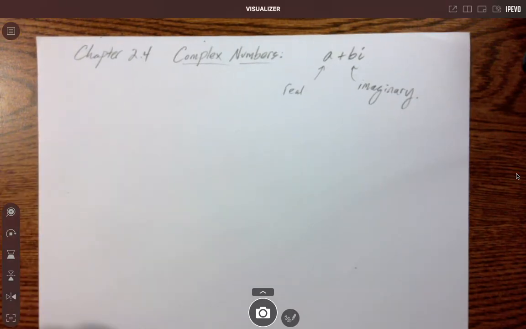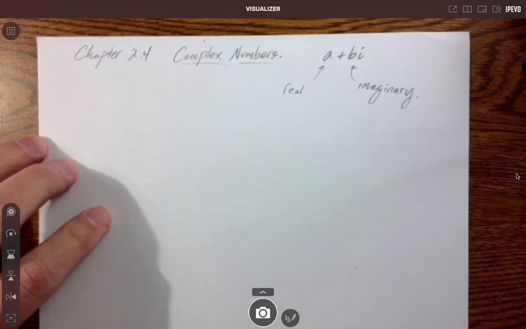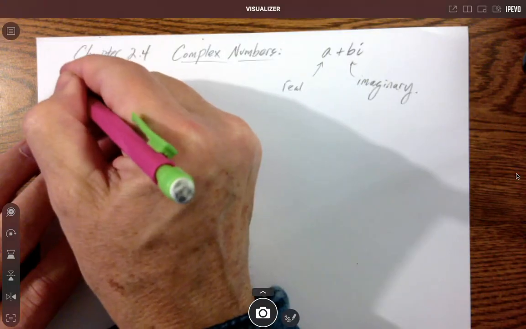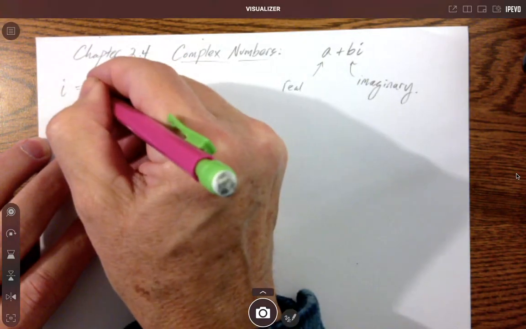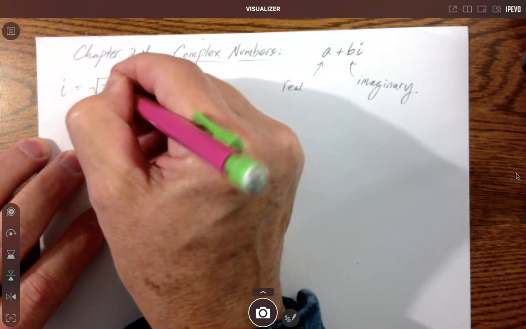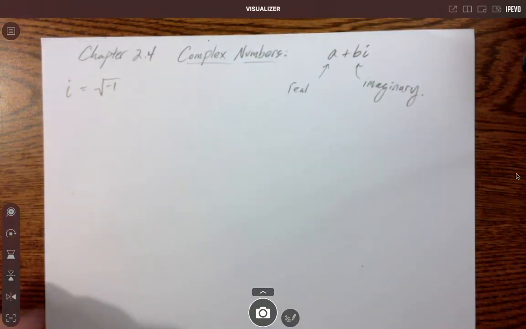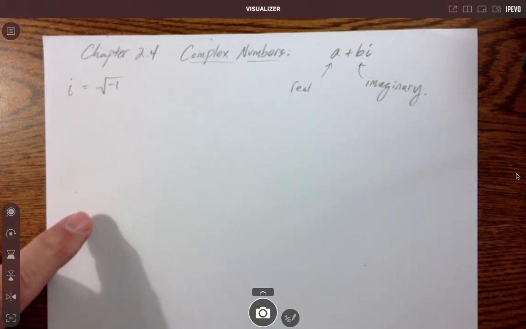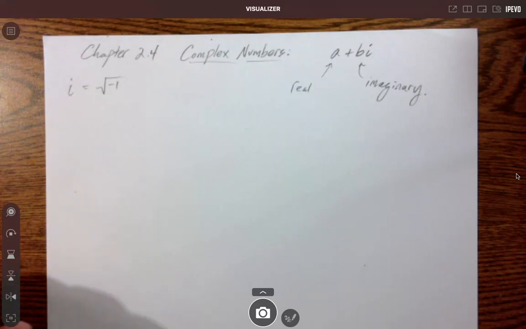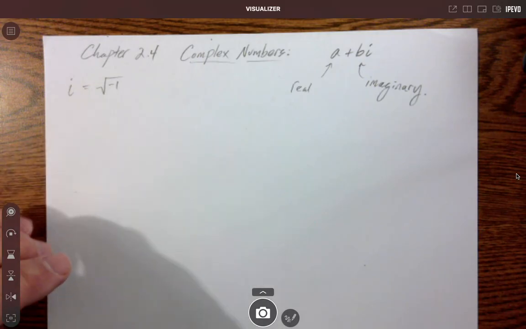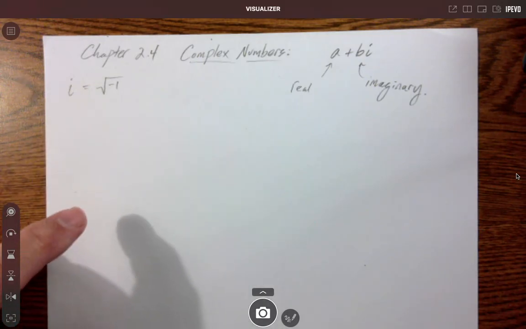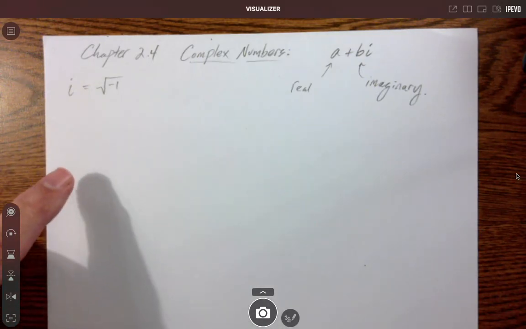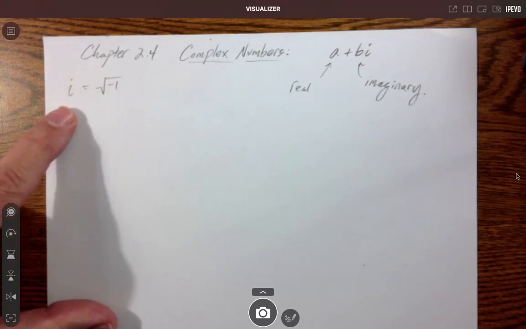All right, just to remind you what i is, it represents a number which is the square root of -1. Remember, whenever you see lowercase i dealing with numbers, then we're talking about the square root of -1. So let's talk about i for a minute.